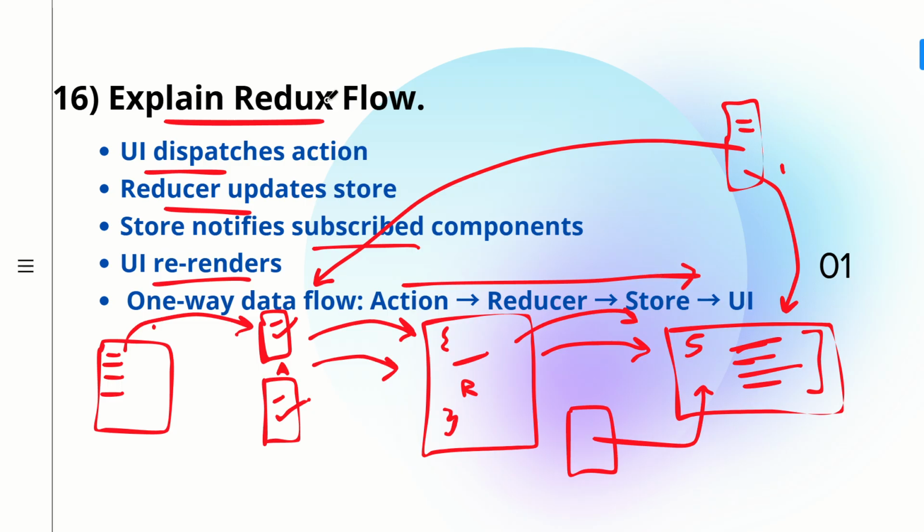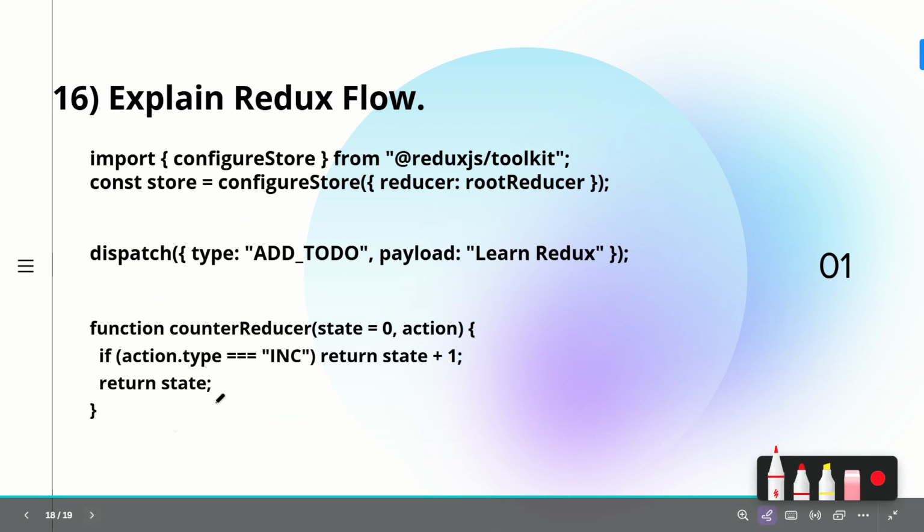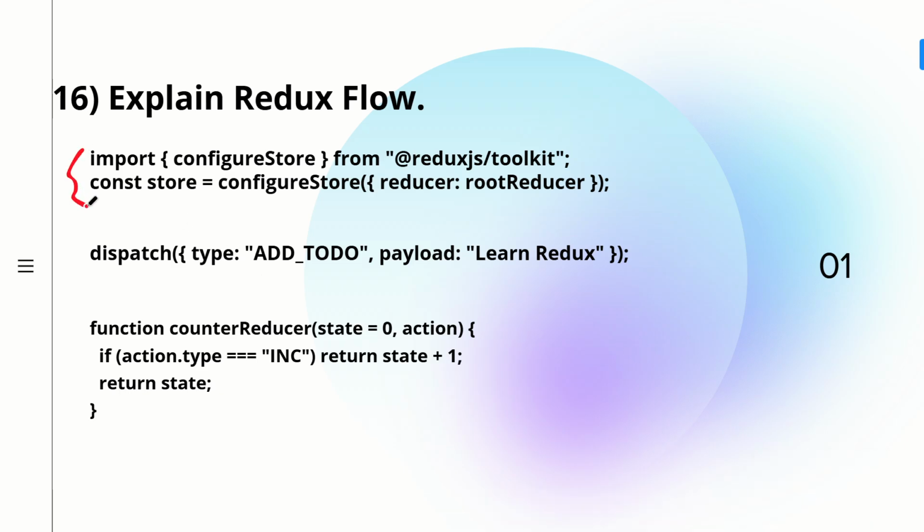But yeah, this is the flow. Sometimes they also ask what is Redux. You can say that Redux is a state management library. It is a third party library. It is helpful for storing the data in one place globally so that all components can reuse it again and again. Okay, so this is about our Redux, and this is the code for how you have to configure Redux.